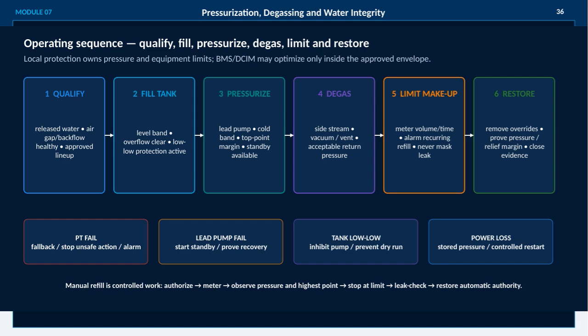Local protection always controls pressure and equipment limits, while BMS or DCM systems can only optimize within those approved boundaries. In case of failures, there are defined responses. For a pressure transmitter failure, the system will fall back, stop unsafe actions, and alarm. If the lead pump fails, standby pumps start and recovery is proven. Low-low tank levels inhibit pumps to prevent dry running, and during power loss, stored pressure ensures a controlled restart. Manual refill is a controlled operation requiring authorization, precise metering, pressure observation, leak checking, and then restoration of automatic system control to maintain water integrity and system safety.